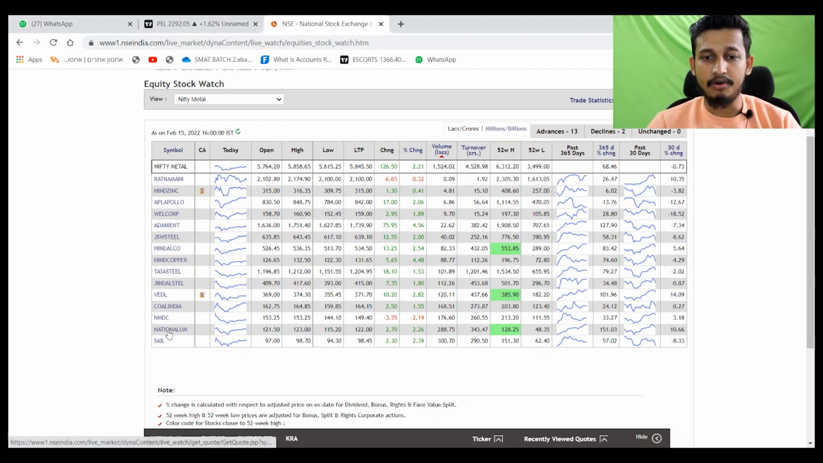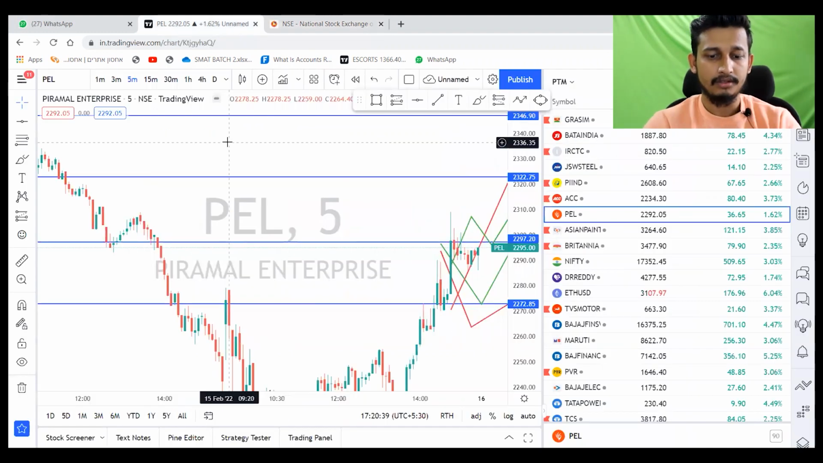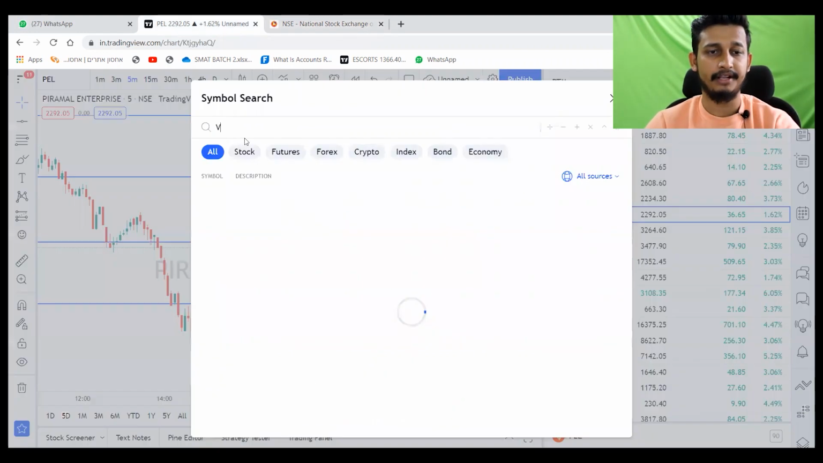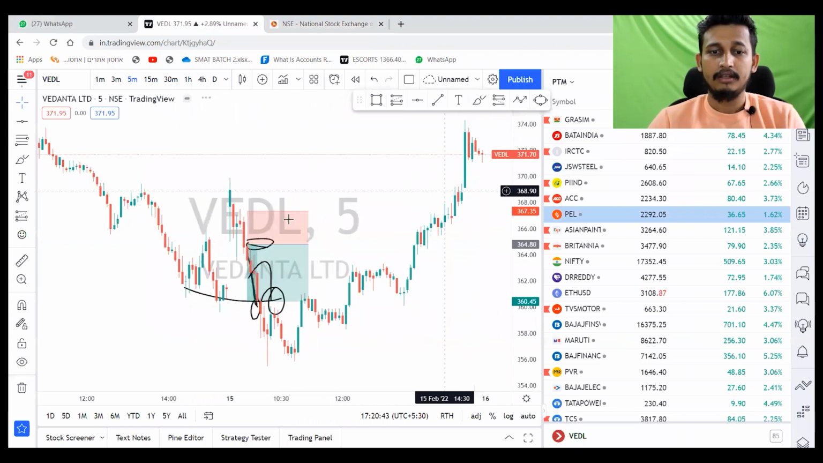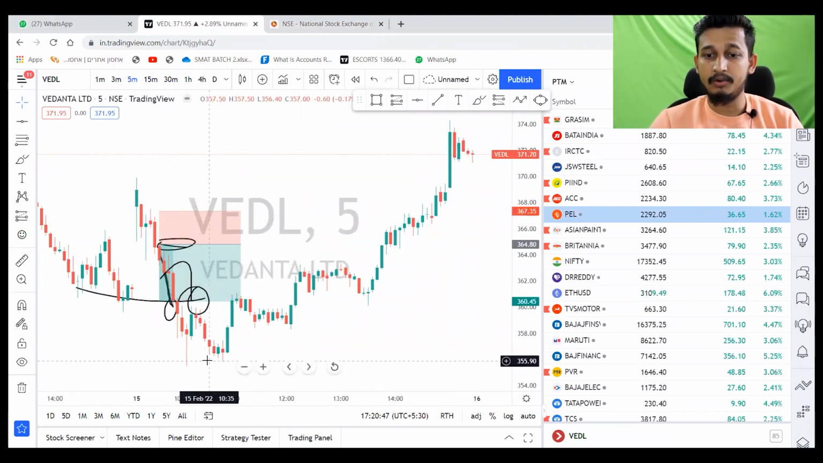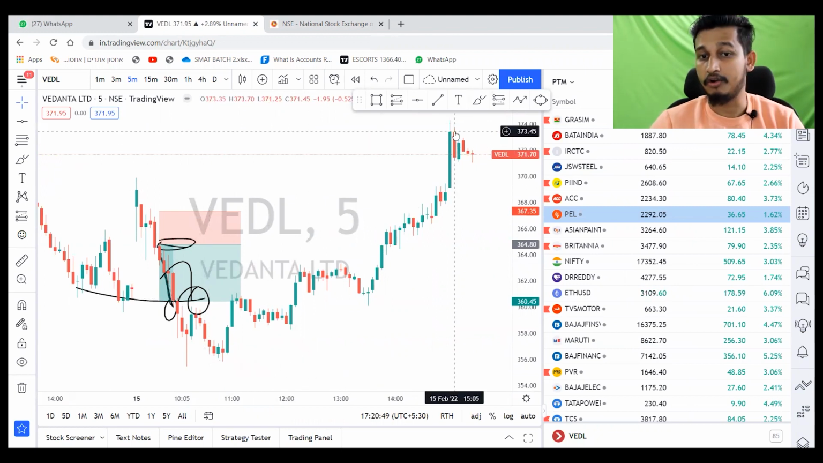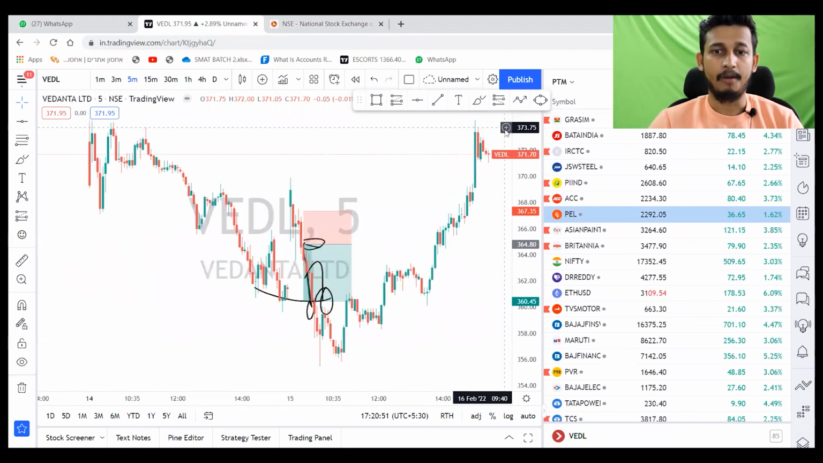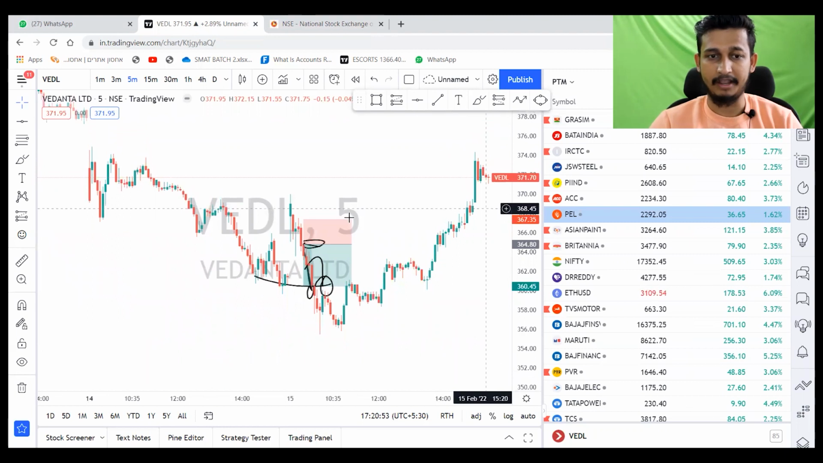Let's say I want to trade in VEDL, Vedanta Limited. Okay, so Vedanta Limited, I'll go. Today we had taken a trade in this as well. So what do I need to see? What is the difference? What is the low it has made? 355, and a good high, 370 it has made, approximately 15 points, which is 5%.